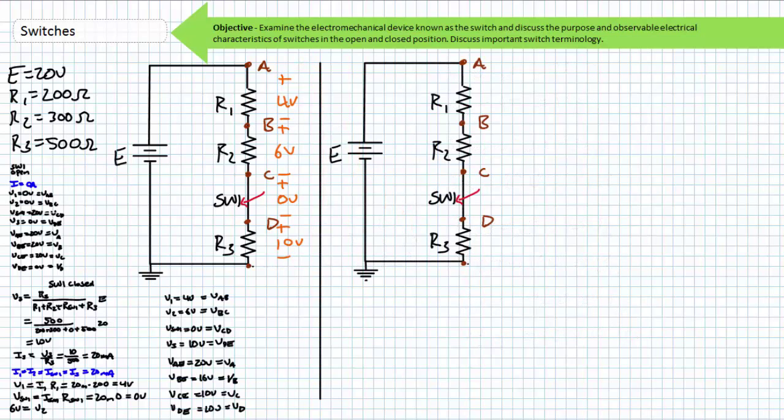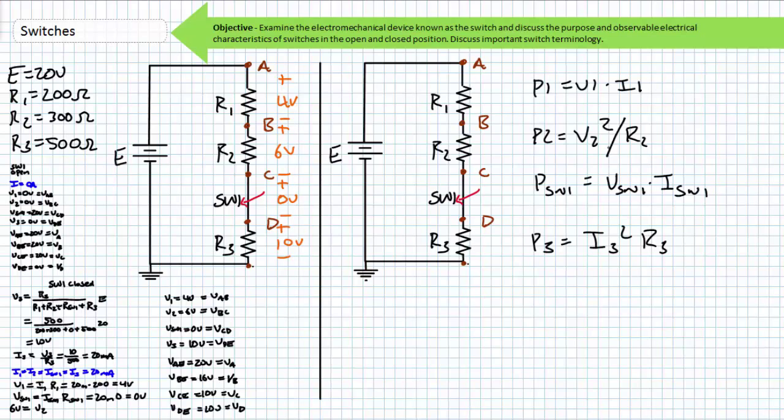Let's talk about shorts and opens inside series circuits using the illustrated example problem with a closed switch as a basis of comparison. Before doing so, I want you to solve for power dissipation of each component during unfaulted conditions. We'll use these figures in a moment to make an important point about power dissipation with a short in our circuit. P1 equals V1 times I1, P2 equals V2 squared divided by R2, PSW1 equals VSW1 times ISW1, P3 equals I3 squared times R3.